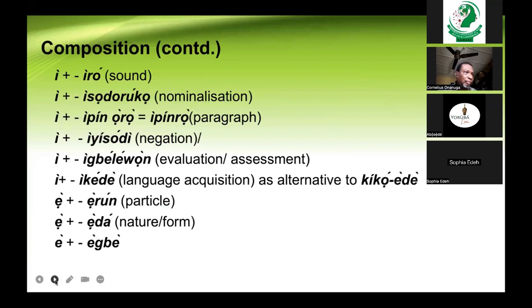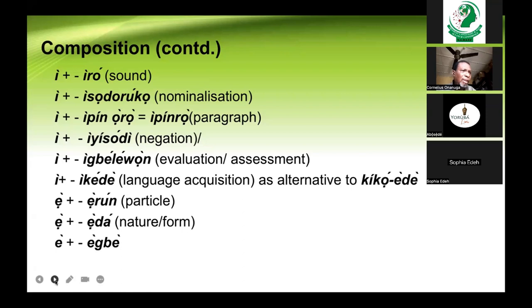The next one is Ifonkwino, which is personification, using prefix I there. Next slide, please. The next one is I as well as in Iru. Isoduruko, which is nominalization. Ikmeoro, which finally becomes Ikmeoro, that is paragraph. The prefix I are the ones we use all through there. Iyisodi, negation. Igbelewon, an assessment. Ikede, language acquisition, which is for me a better rendition of Kikoedi. What we have in the meta language is Kikoedi, but Ikede will be shorter for me. Kikoedi is not too long anyway.